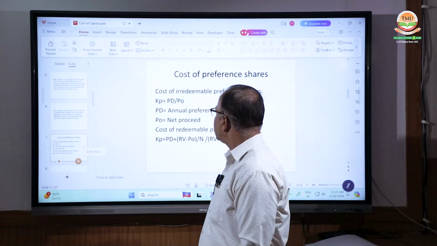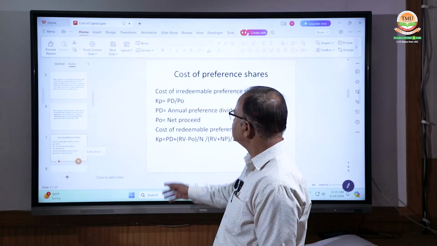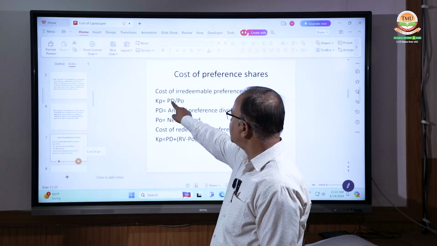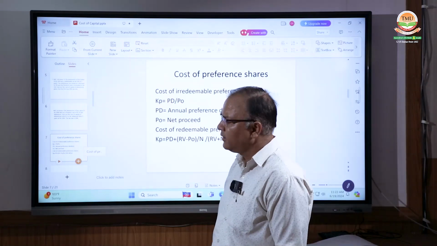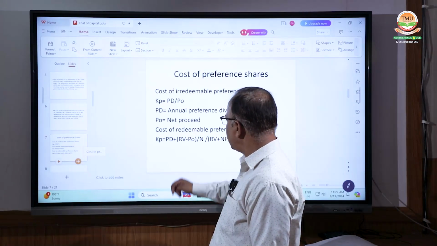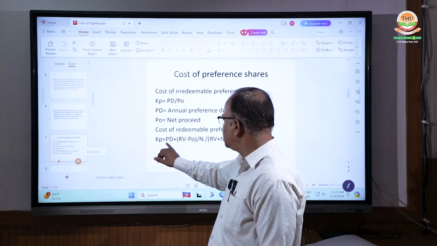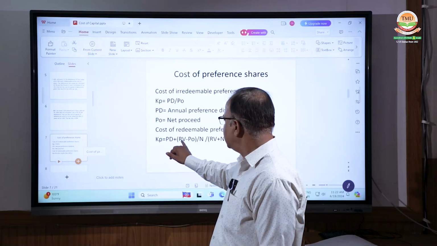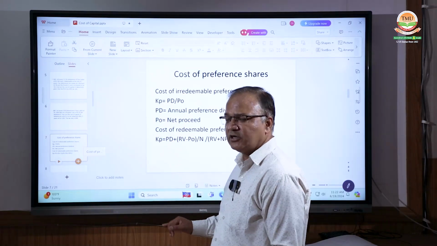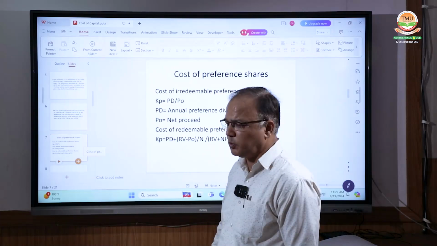If we have to calculate cost of irredeemable preference share, the formula is Kp is equal to preference dividend by net proceed. And if we have to calculate cost of redeemable preference share, the formula is Kp is equal to preference dividend plus redemption value minus net proceed by n, divided by redemption value plus net proceed by 2.